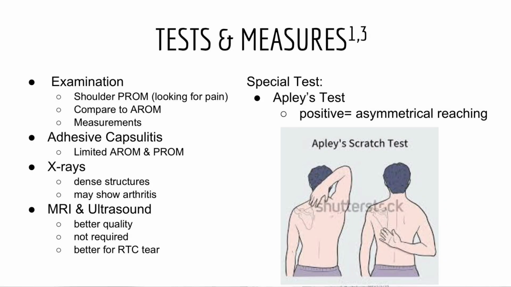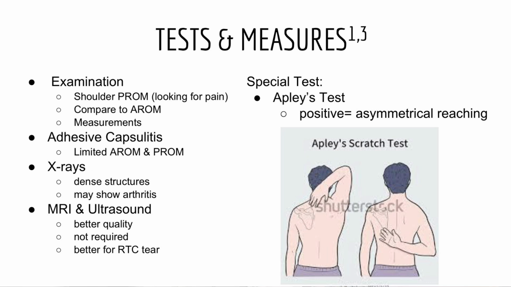For testing measures, most of the time they just do examination. You just look for pain in any motion. So taking the patient through active range of motion, passive range of motion, and then comparing the two. Most of the time with this condition, you have pain in both active range of motion and passive range of motion, and both of them are limited. And then you, of course, take measurements just to compare each side.